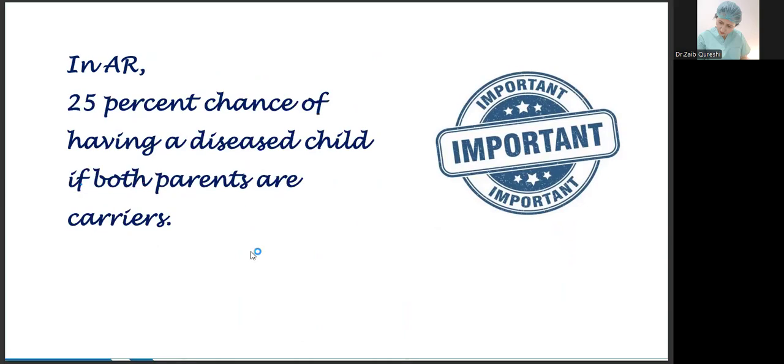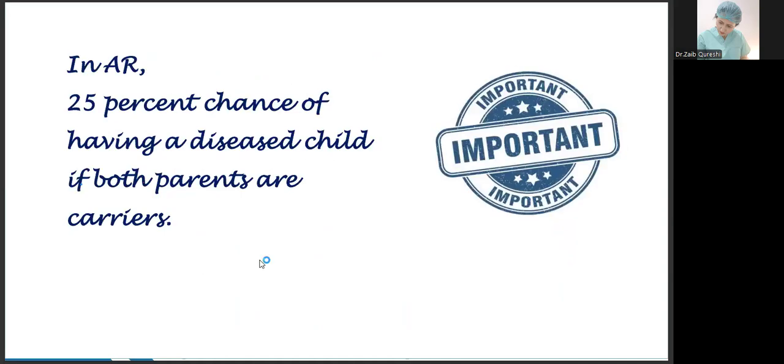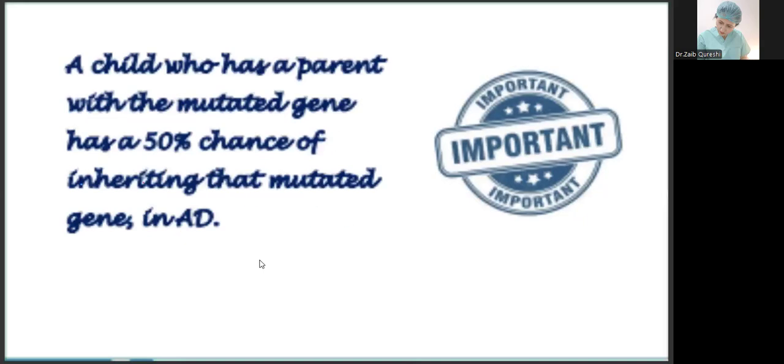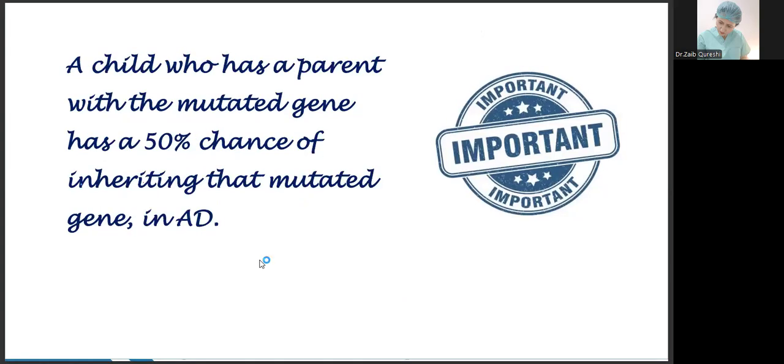Now another one. In autosomal recessive, 25% chance of having a diseased child if both parents are carriers. So we have to go back and check: when both parents are carriers, what are the chances of having the disease in the children? 25%. Can you see? And 25%. Well done. So all the charts are described in these three important slides. All three charts which you are studying are described here. And you can see whatever you were reading is part of your exam. They can ask these questions in the exams as well.